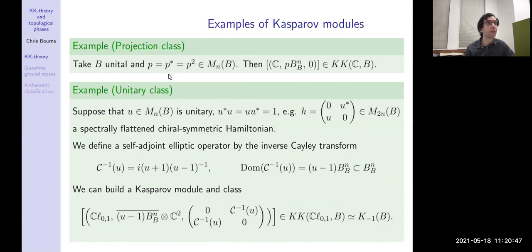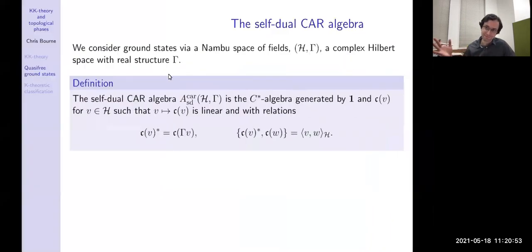Okay, so that was a very brief introduction to KK theory. I'm now going to move to more physically motivated things for a while, but we'll come back at the end, hopefully, if there's time. So I'm now going to talk about fermions and ground states and these sorts of things.